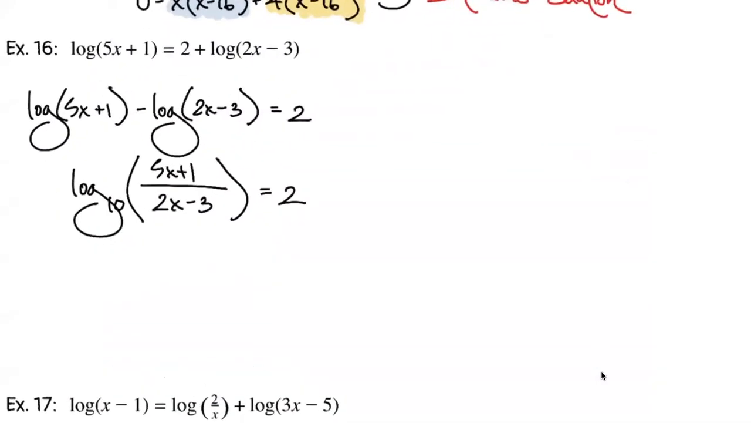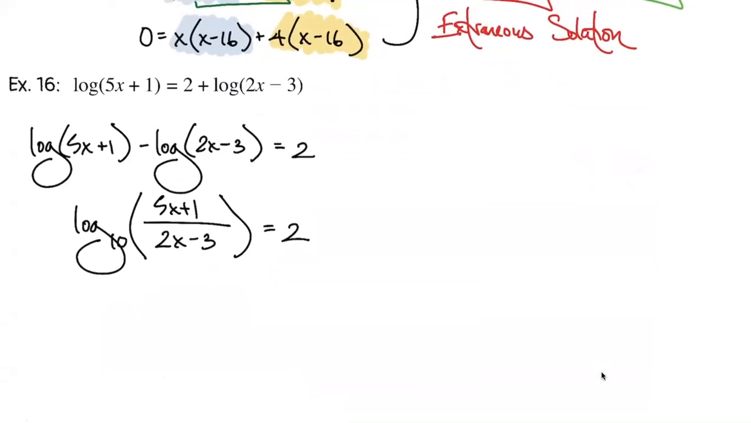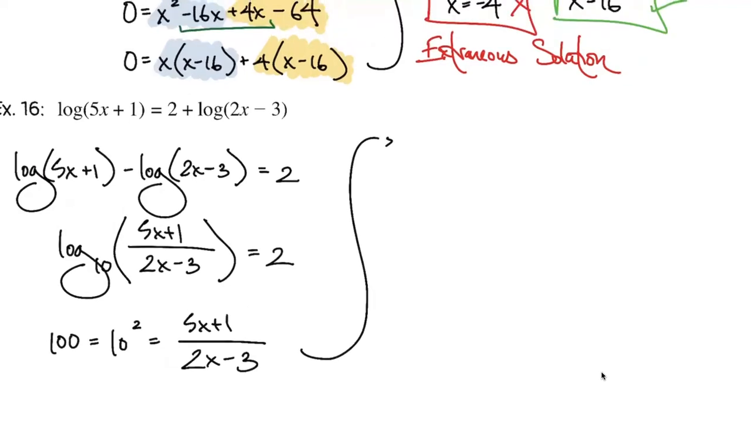All right. So we have a single log. We have a base. We're taking the log of something. We're good to go to rewrite it in exponential form. And in fact, we'll get 10 squared equals the thing that is being logged, 5x plus 1 over 2x minus 3. Now, we know that 10 squared is 100, so what I have is 5x plus 1 over 2x minus 3 equals 100.